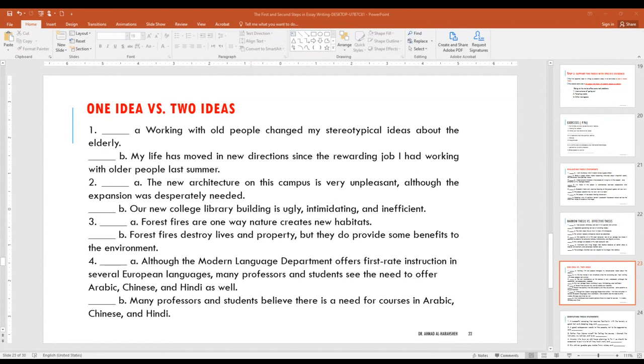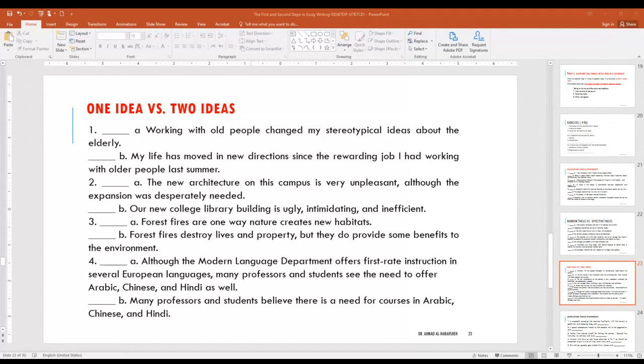How about the first one? How many ideas do we have? The first one has one idea, and B has two ideas. What are these two ideas? My life has moved in new directions, and the rewarding job I had working with elderly people. This is another idea. So we have two ideas here. So this is not an effective thesis statement. The first one has one idea only.